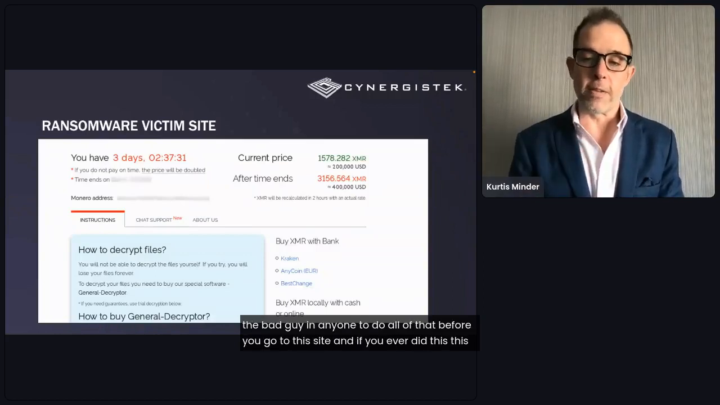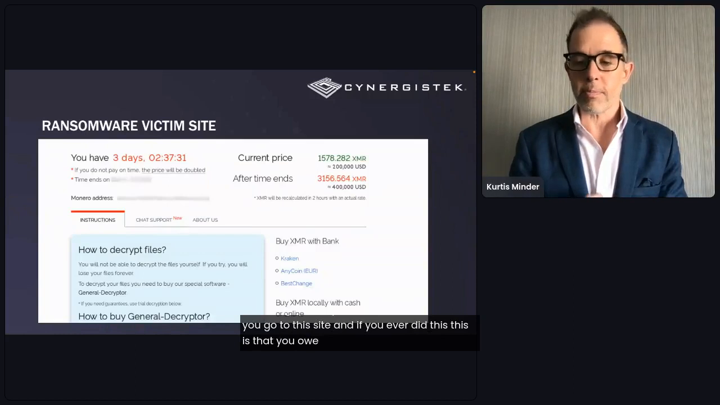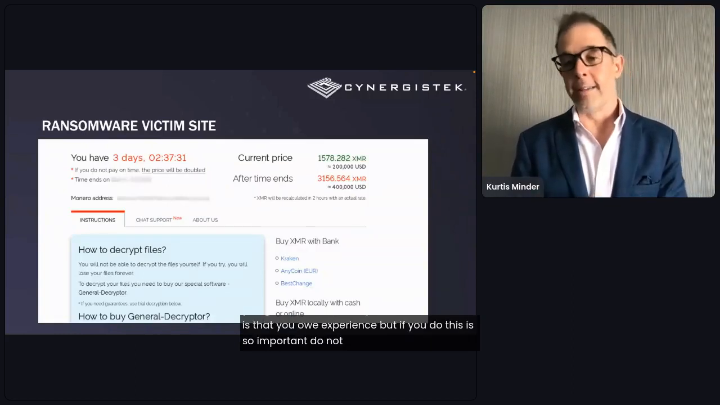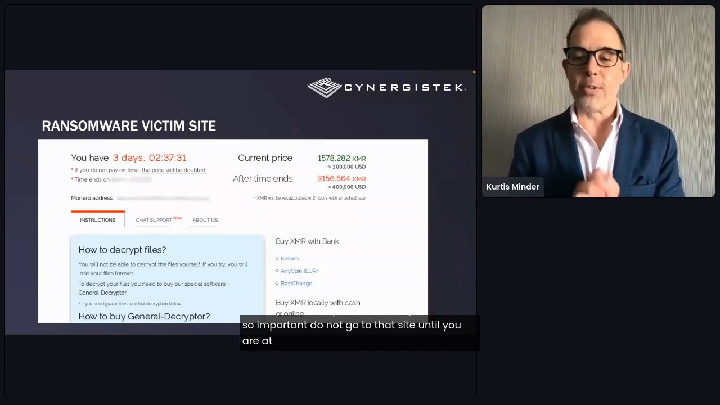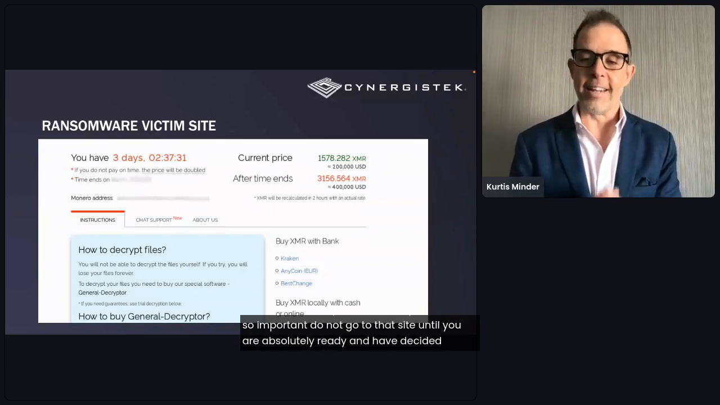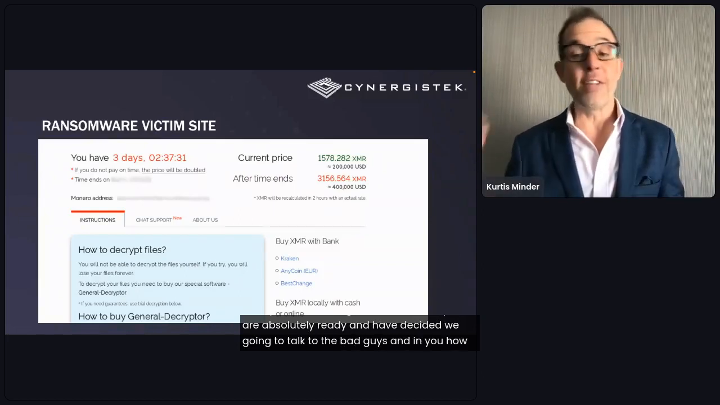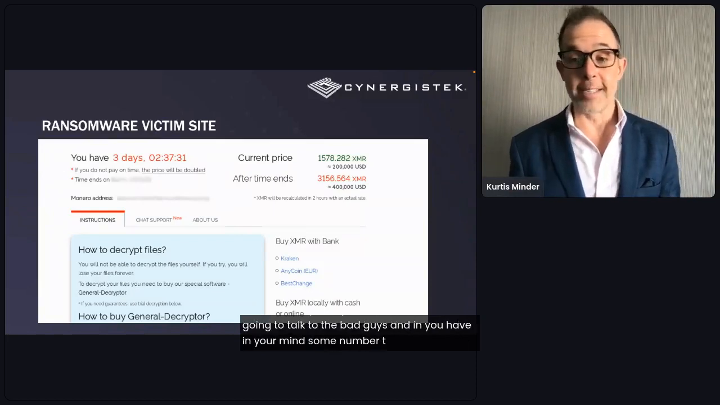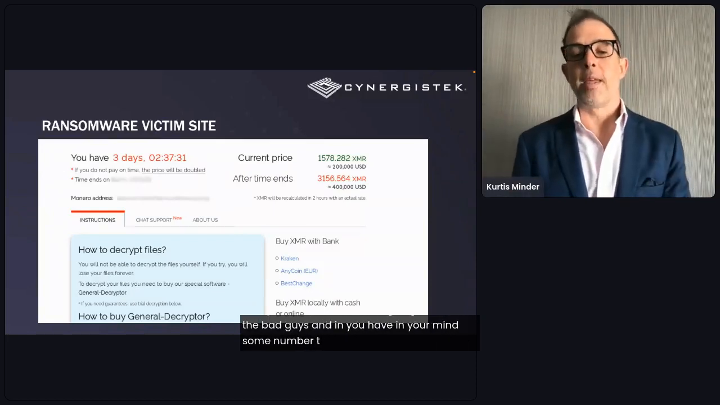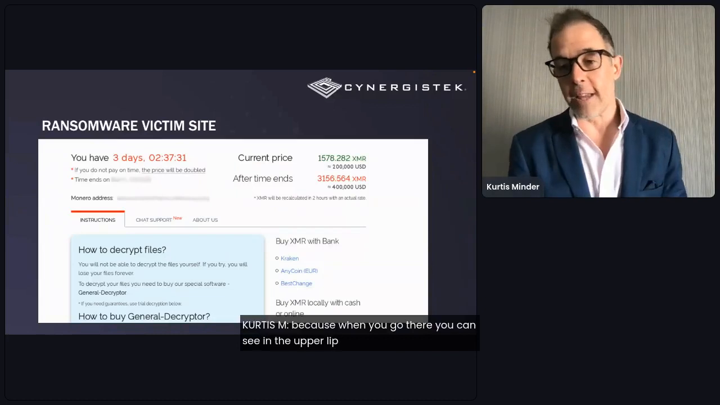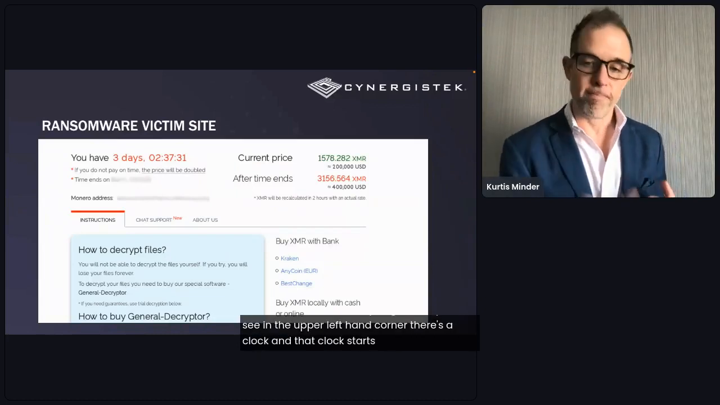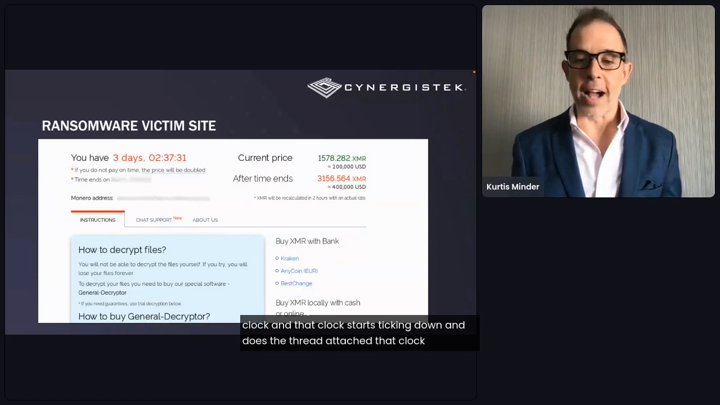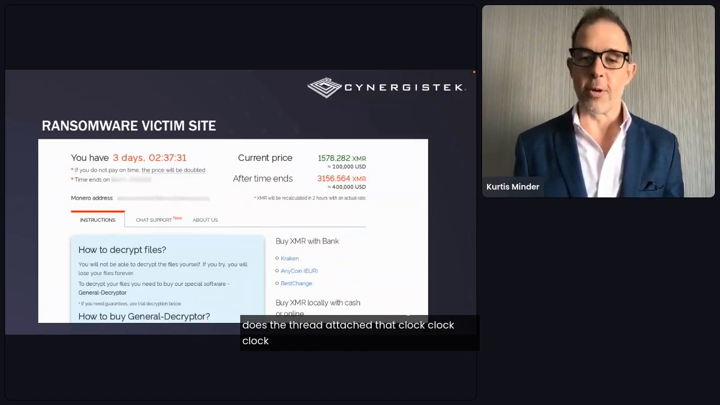And God forbid this is an incident that you all experience, but if you do, this is so important. Do not go to that site until you are absolutely ready and have decided we're going to talk to the bad guys. And you have in your mind some number that you think is reasonable for you to pay to get out of the situation. Because when you go there, you can see in the upper left-hand corner there's a clock, and that clock starts ticking down. And there's a threat attached to that clock. Let's not start the clock. Let's wait. Let's not start the clock if we don't have to.